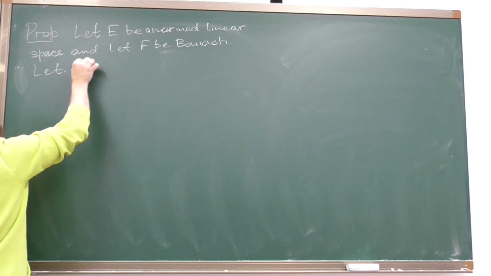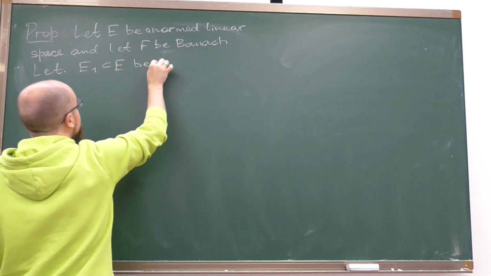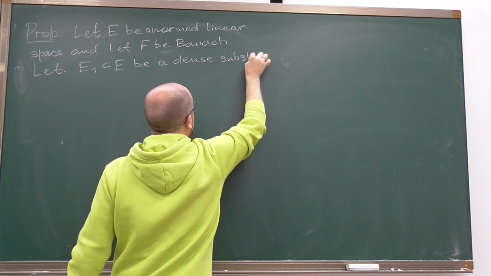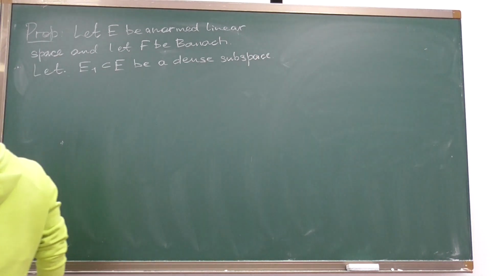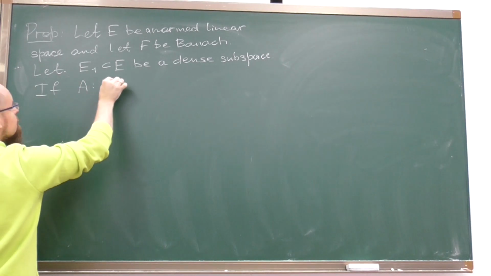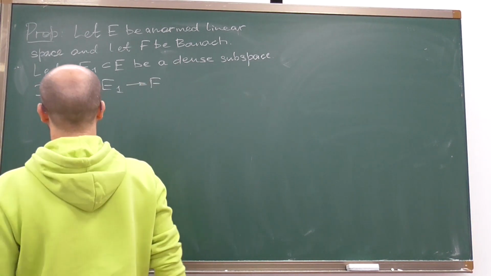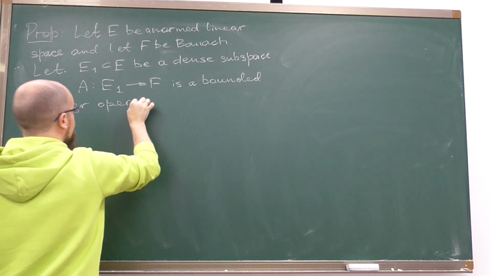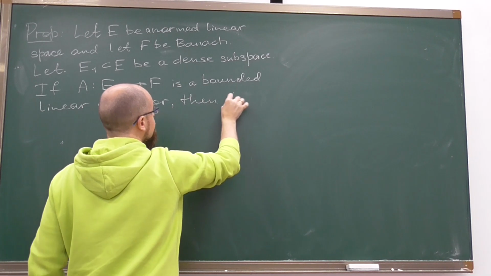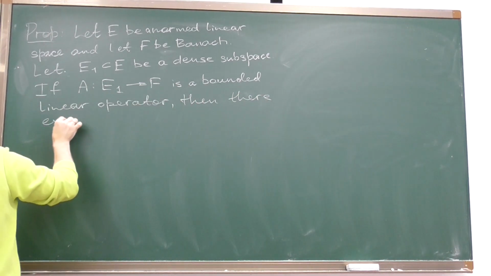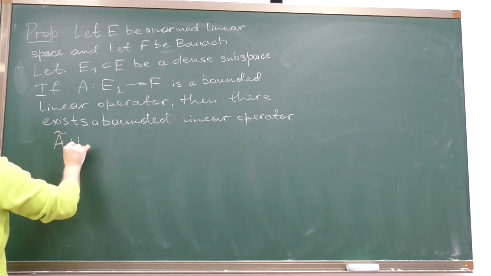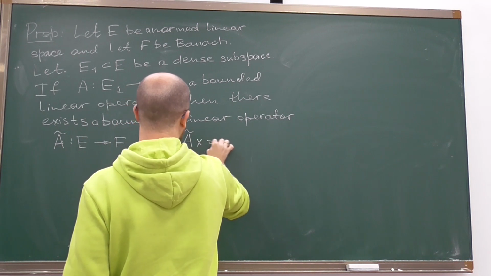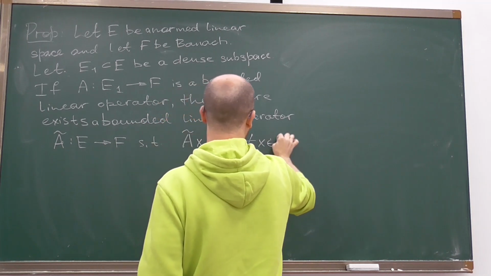Let E1 in E be a dense subspace. If an operator A defined on E1 with values in F is bounded linear, then there exists a bounded linear operator A tilde from E to F such that A tilde of x equals A of x for every x from E1.